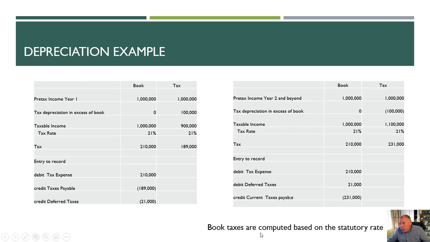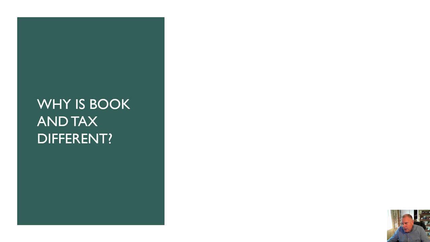So the book taxes are always computed based on the statutory rate. So when we're looking at this, it is the timing, okay, and that comes into the time value of money, which you are familiar with. So it gives you a current tax benefit. So this is the depreciation example.